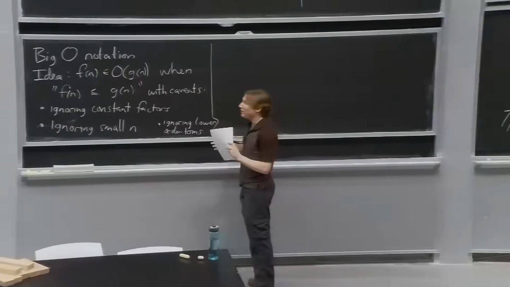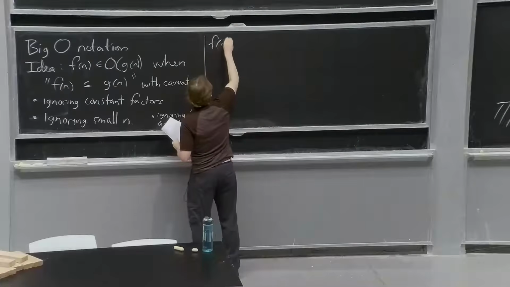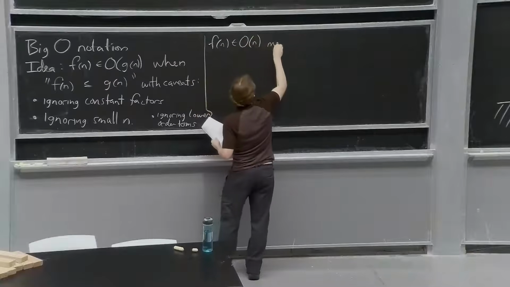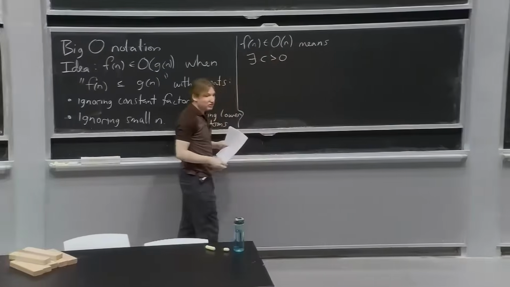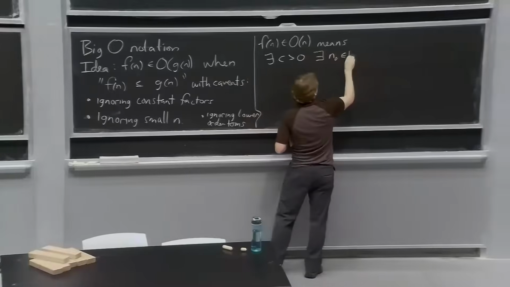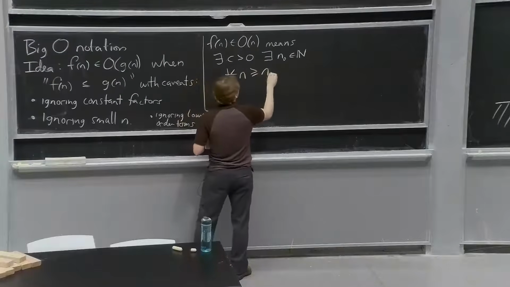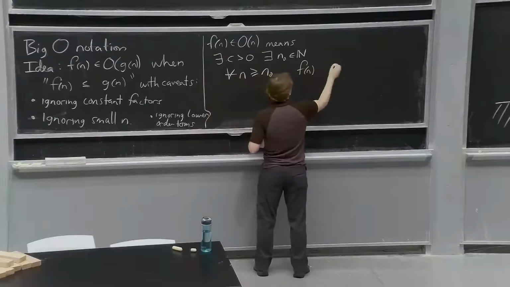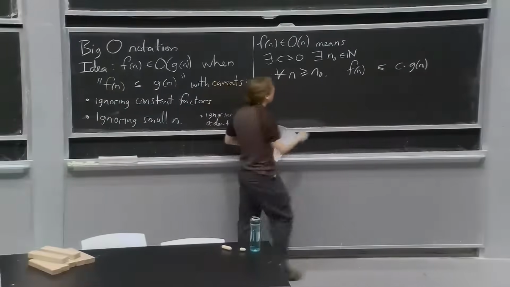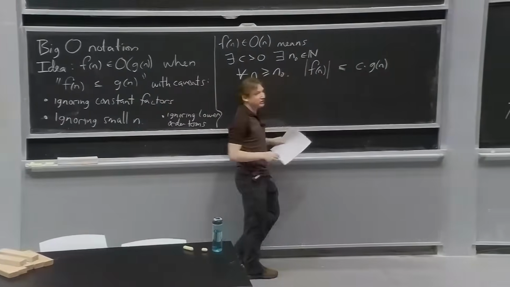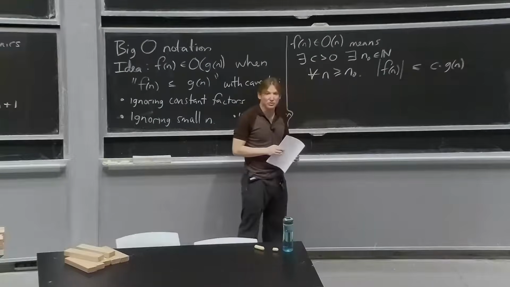OK, so our actual final definition of big O is the following. f of n is in big O of g of n means there exists a number c greater than 0, and there exists a natural number n naught such that for all n greater or equal to n naught, f of n is less equal to c times g of n. And if we're not restricting to positive functions, sometimes we put an absolute value in there. That's less important. The other parts of the formula are the more important parts.